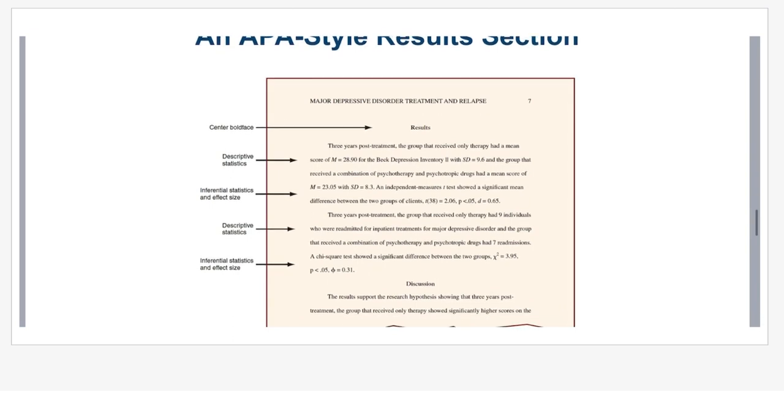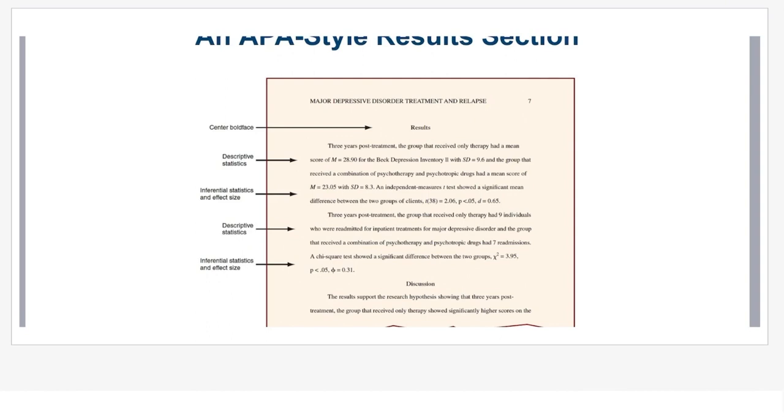And this actually shows you a great example of results, and then you see discussion at the bottom. So you see how they just flow together. That's how the whole paper should be from introduction until the end of the body of the text. It just all flows. You don't start a new page for the method or results or discussion sections.